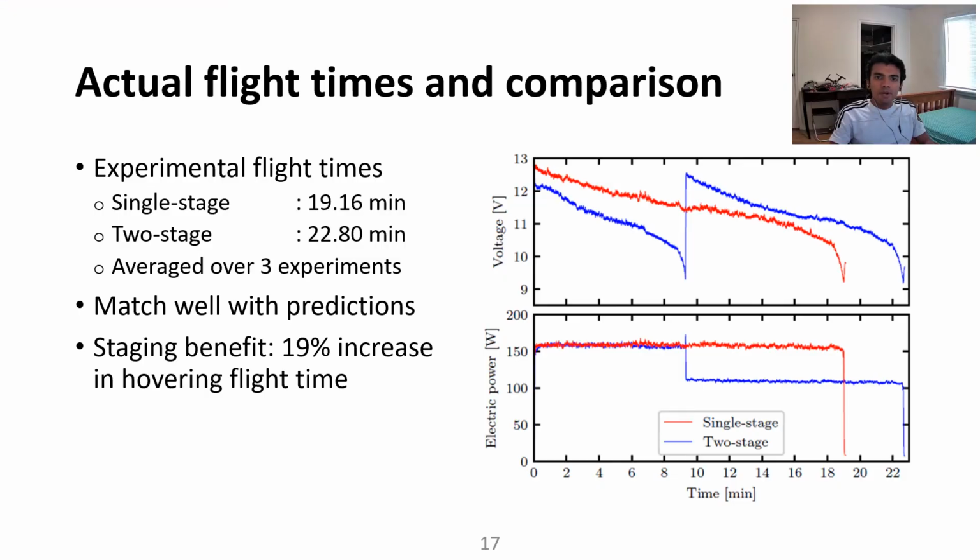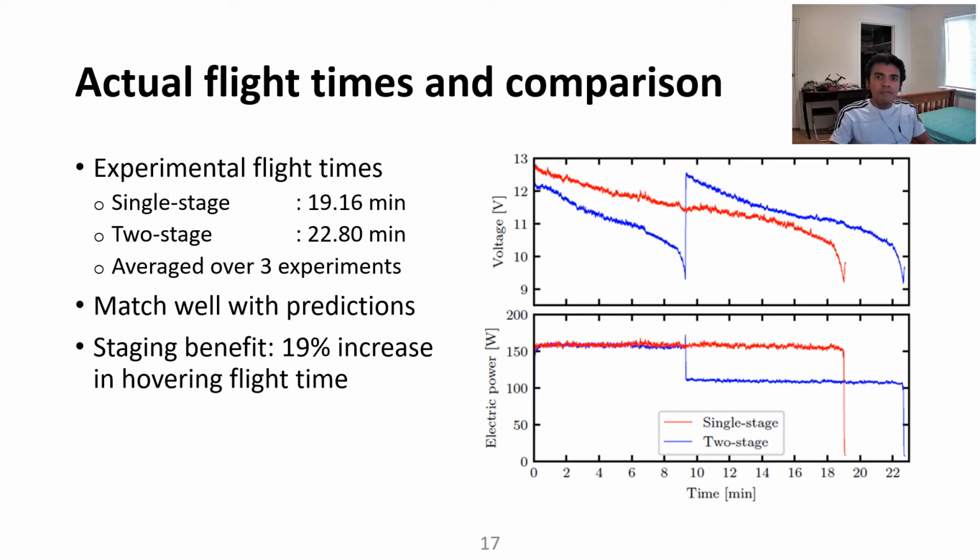We repeated the experiment 3 times for both cases, and the average observed flight times match really well with the predictions, with less than a 5% error. The observed standard deviations in the flight times were about 0.2 minutes in each case, which suggests that the experiments are pretty consistent. On the right, we can see the input voltage and power plotted with respect to time.